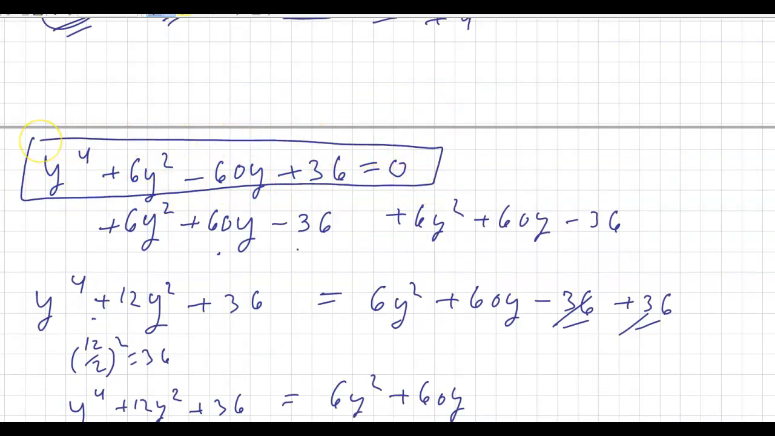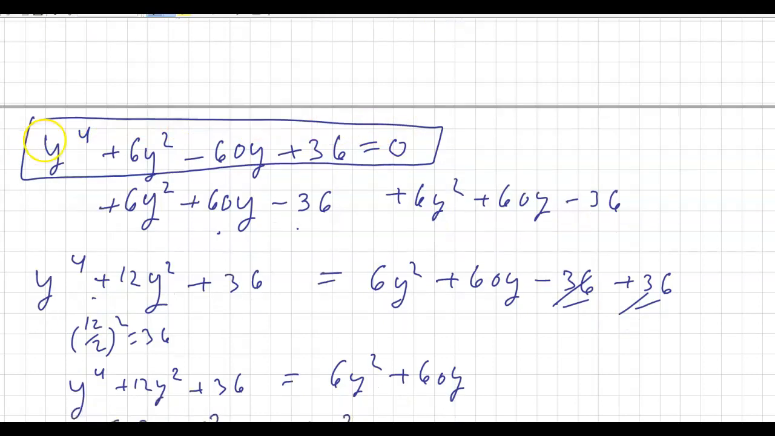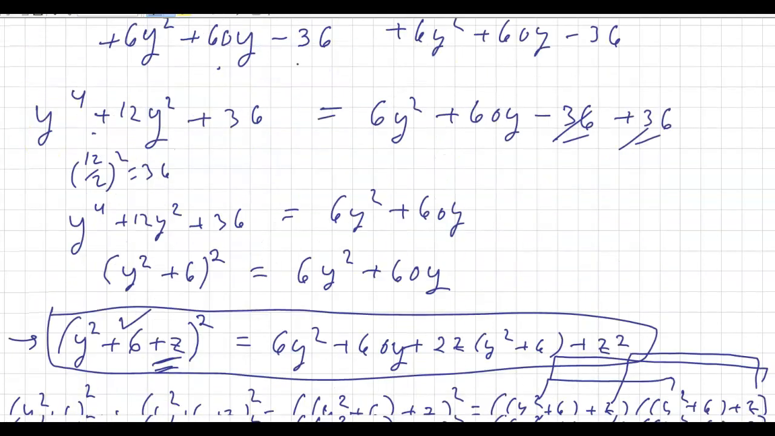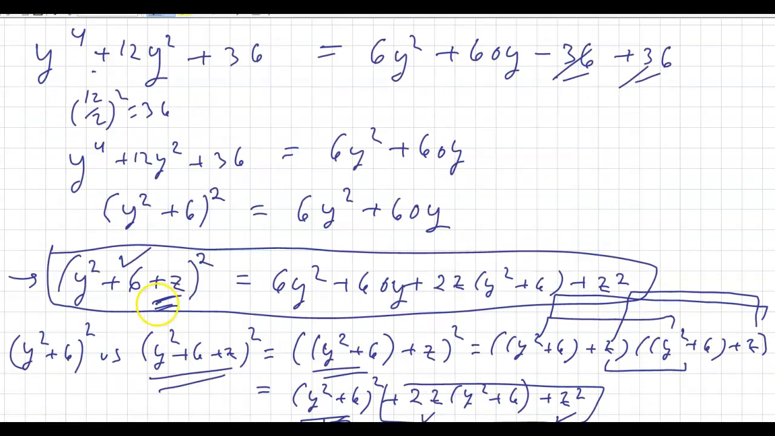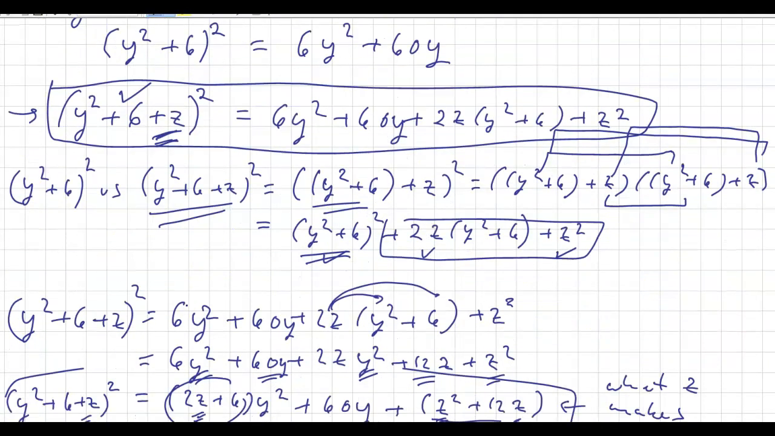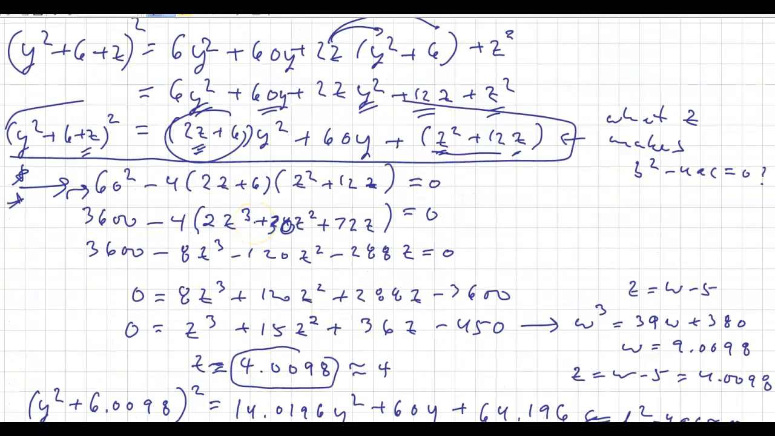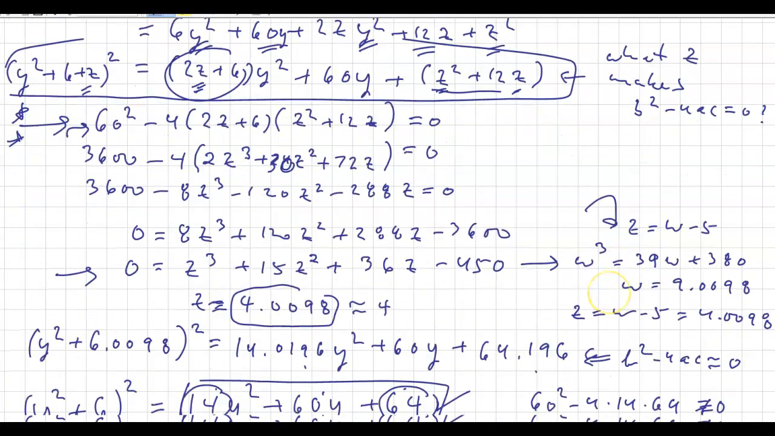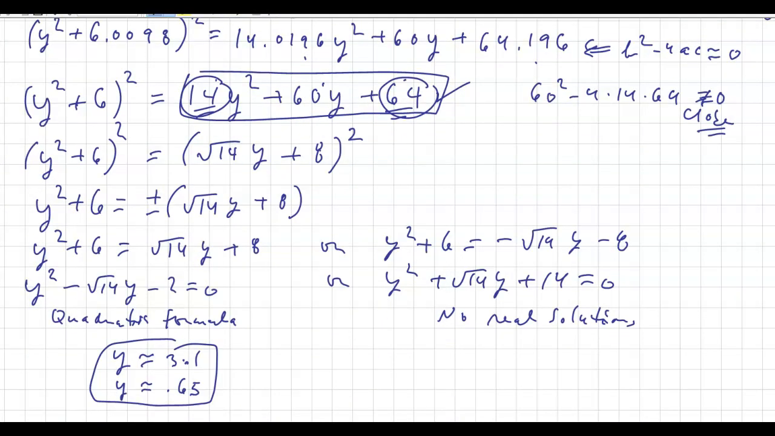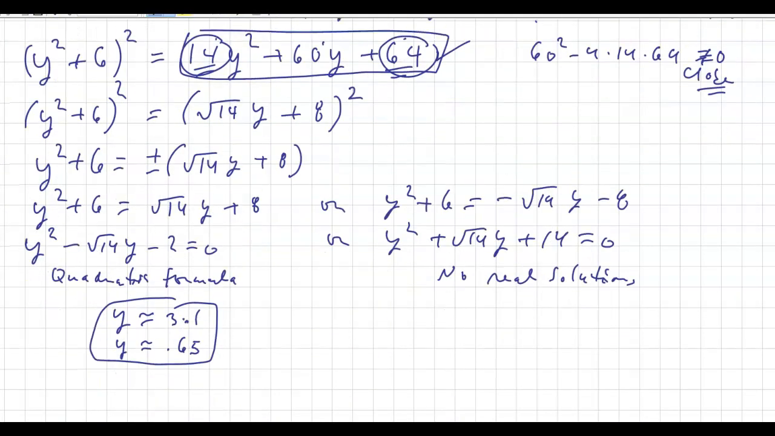All that work to get the solution to the depressed quartic equation. Moving things over, adding in this z here, finding what z would have to be to make the right-hand side a perfect square, but that itself required doing a cubic equation, which turns into a depressed cubic to solve it, and then going through all this. And 3.1 and 0.65 are the two answers to that equation.